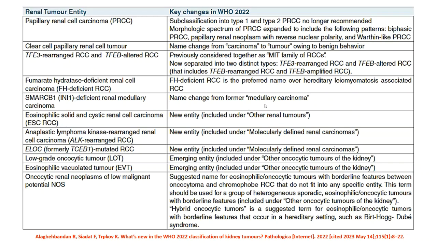Renal medullary carcinoma has got the name changed over to, as I said, SMARCB1 or INI1 deficient renal medullary carcinoma. You've got a new entity called eosinophilic solid and cystic renal cell carcinoma. You've got the family of ALK rearranged renal cell carcinomas. You have got ELOC mutated RCCs. And you have got these upcoming emerging entities, which we have already discussed in the section of the chromophobe RCCs, that is the low-grade oncocytic tumor and the eosinophilic vacuolated tumor, which are important differential diagnoses for oncocytic tumors like oncocytomas. You also have an emerging family of oncocytic renal neoplasms of low malignant potential.